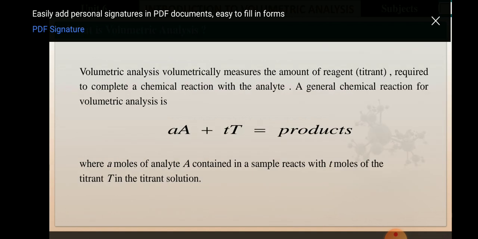Next is volumetric analysis. Volumetrically measure the amount of reagent, that is the titrant, required to complete a chemical reaction with the analyte. A general chemical reaction for volumetric analysis is: a A plus t T gives product, where small a is the moles of analyte, capital A, contained in a sample, which reacts with small t moles of the titrant, capital T, in the titrant solution.